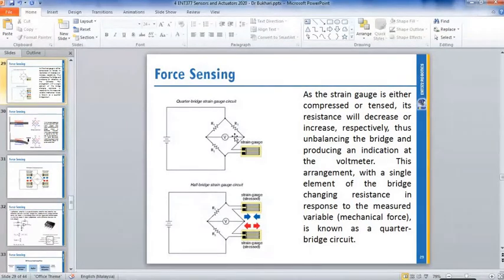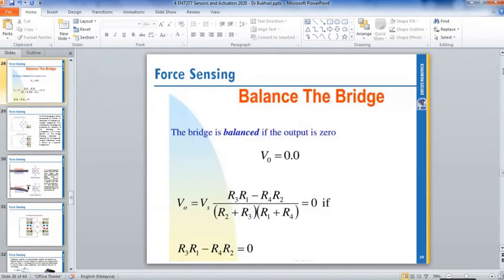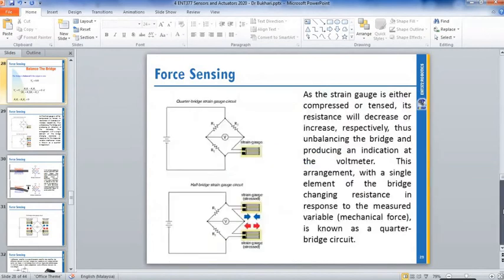So if it increases or decreases, you subtract it from this voltage and you will get a different voltage. So the difference is the output of the bridge circuit. If there is no difference, that means nothing happened to the sensor. No force is applied to the sensor.